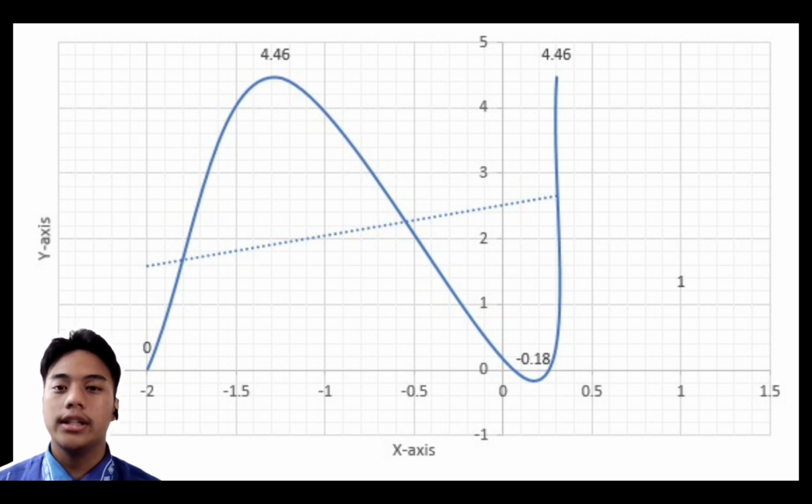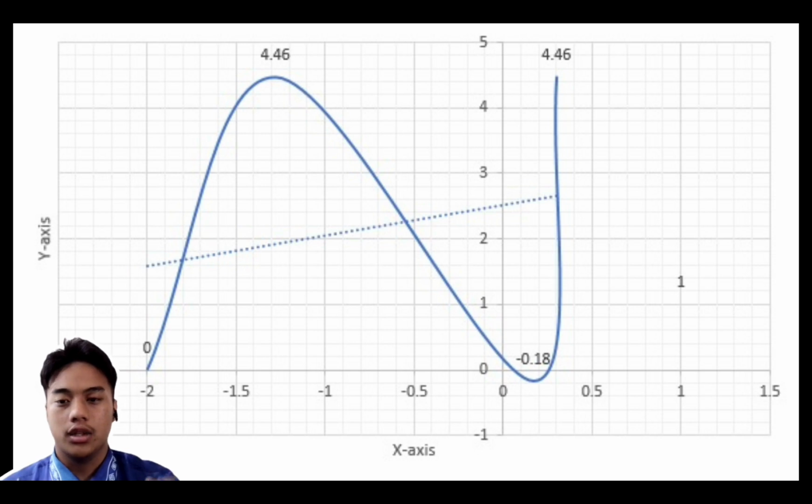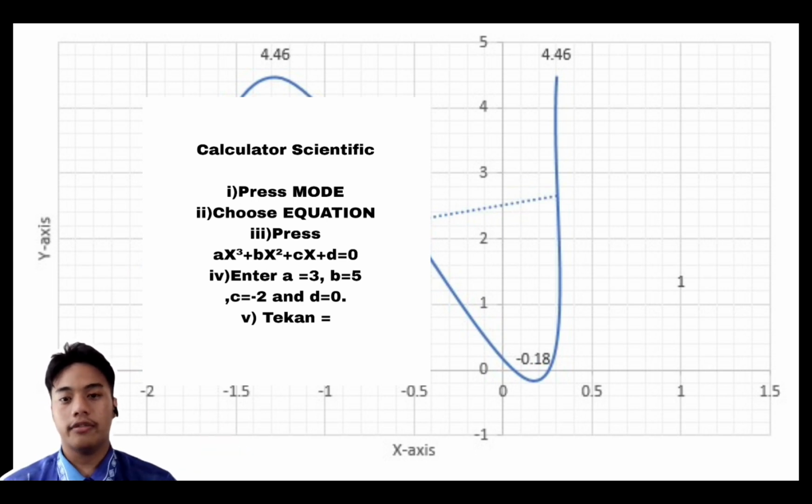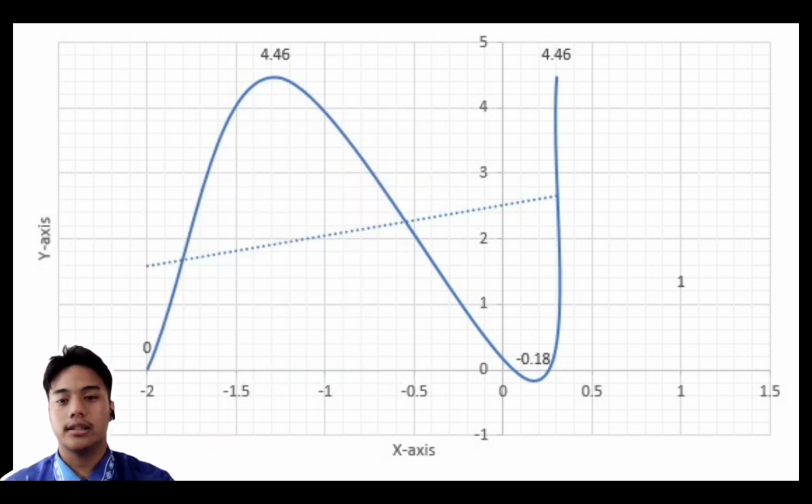Based on the graph, we can see that there are 3 intercepts on the x-axis. We need to find the value of the x-intercept. The way is, when y equal to 0, then 0 equal to 3x cubed plus 5x squared minus 2x. By using a scientific calculator as above, the values of x that we get are x1 equal to 1 divided by 3, x2 equal to -2, and x3 equal to 0.